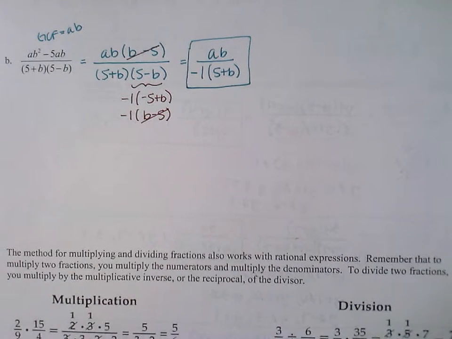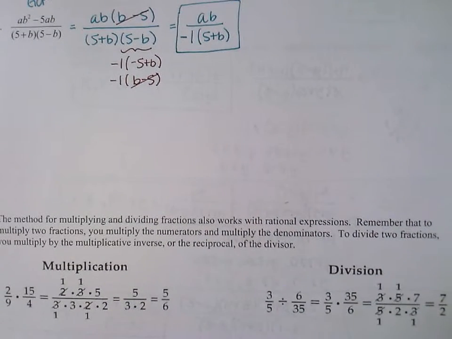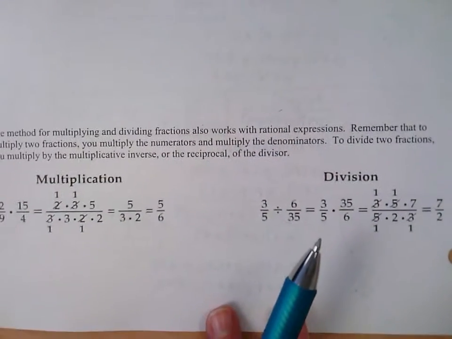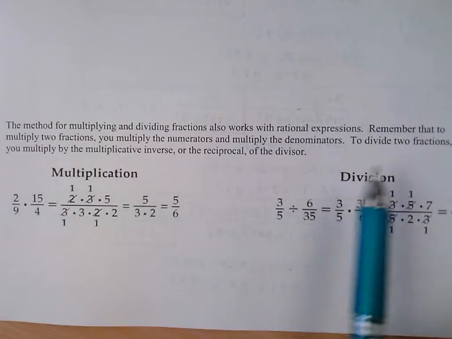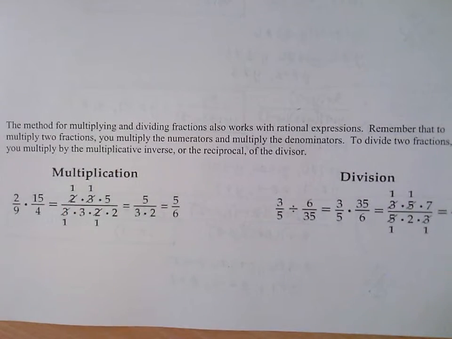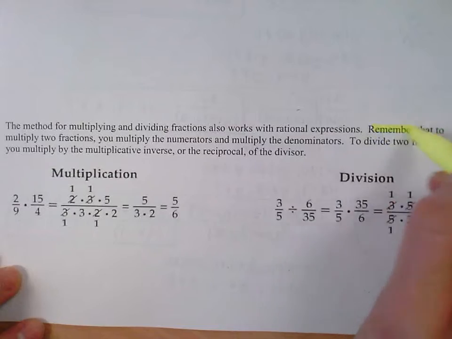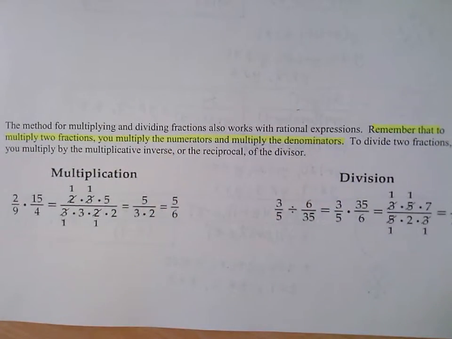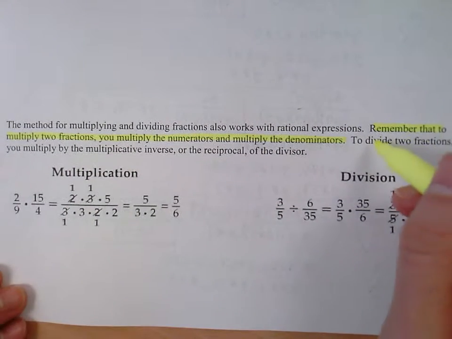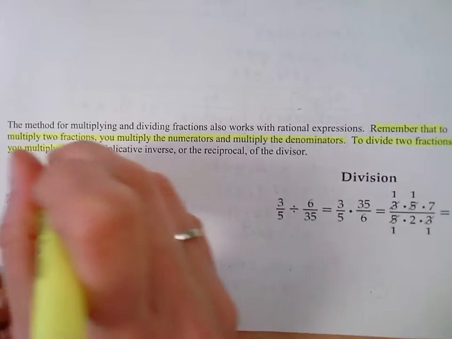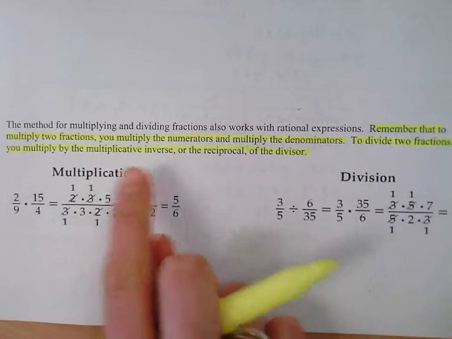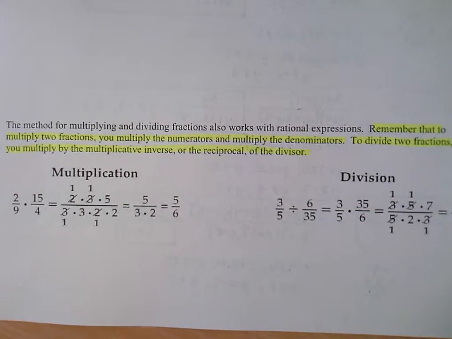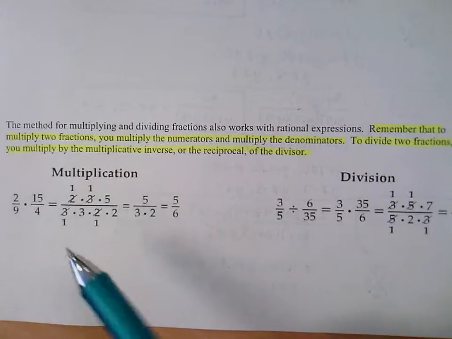Okay, then the remaining examples, and we actually do more of this tomorrow, is multiplying and dividing. So think of how you multiply and divide fractions. When you multiply two fractions, you multiply the numerators and multiply the denominators. So that still applies even with our rational expressions when you have variables. And then to divide two fractions, you multiply by the multiplicative inverse, which is the reciprocal of the divisor. So there's two examples here with numbers that you're more familiar with.